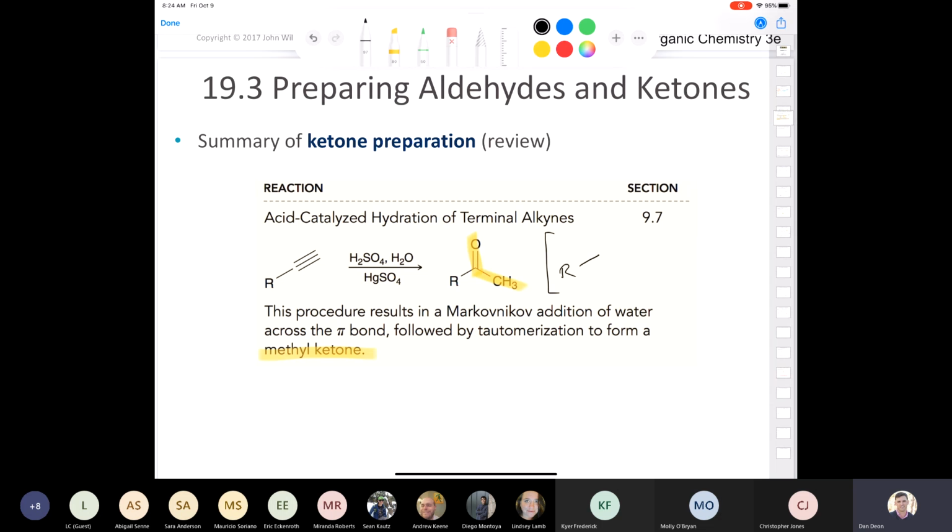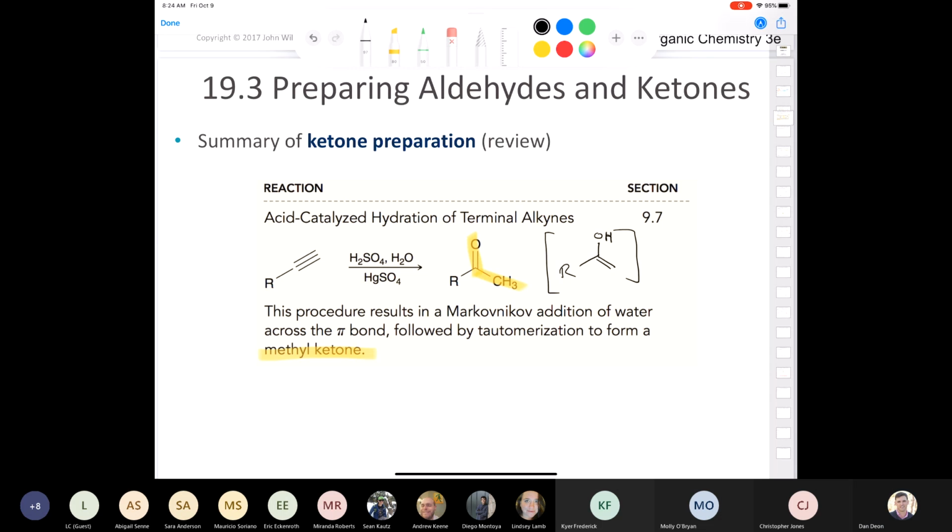You end up forming this enol, which undergoes tautomerization. Again, the isomerization by the migration of a proton in a double bond to form the ketone.